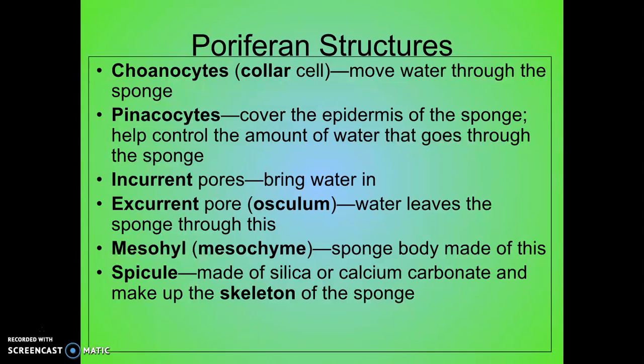Choanocytes are also called collar cells, and they kind of are little tails that help the water move through the sponge. Pinacocytes, they cover the epidermis, and they also help control the water that goes in and out. In-current, ex-current, bringing water in. Ex means going out. Ex-current pore is also called the osculum. Mesohyl, also called mesenchyme, is kind of what the tissue or the body of the sponge is made of. And then spicule is what the actual structure of the skeleton is made of.